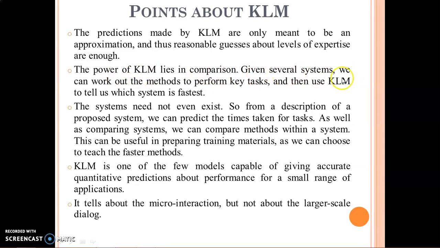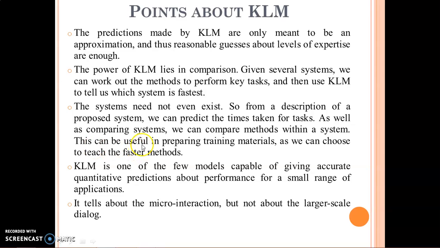Given several systems, we can work out the methods to perform key tasks and then use KLM to tell us which system is the fastest one. So it is going to work best if we are using it for some comparison. The system need not even exist. From a description of a proposed system, we can predict the times taken for a task as well as compare systems. We can compare methods within a system.